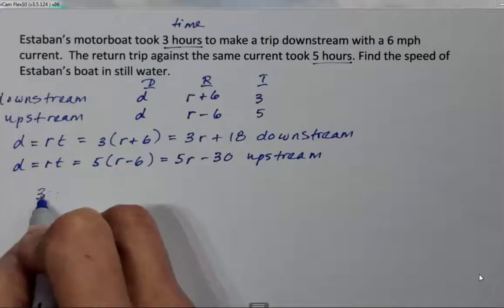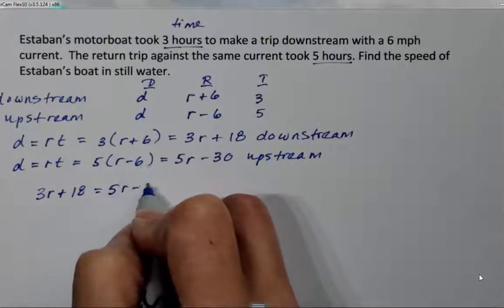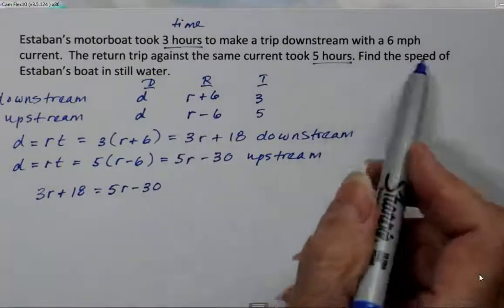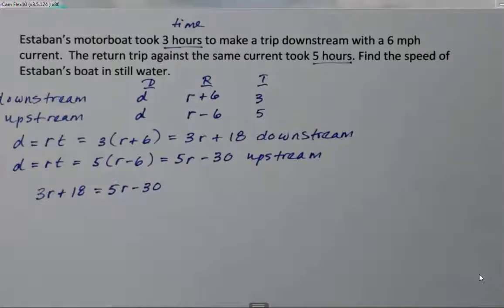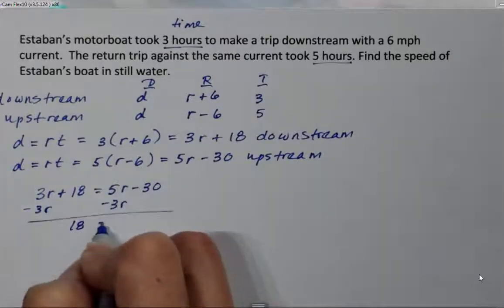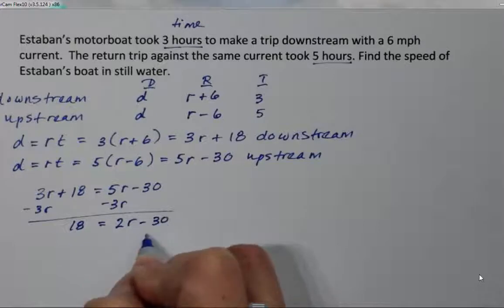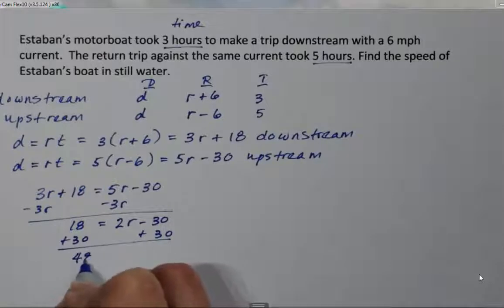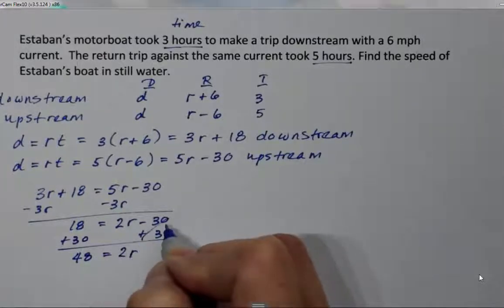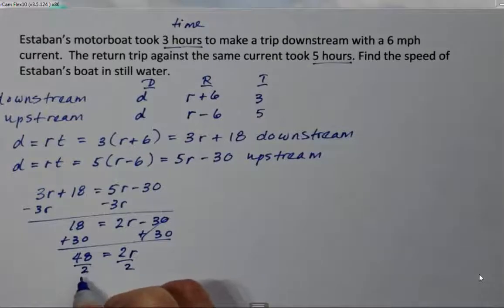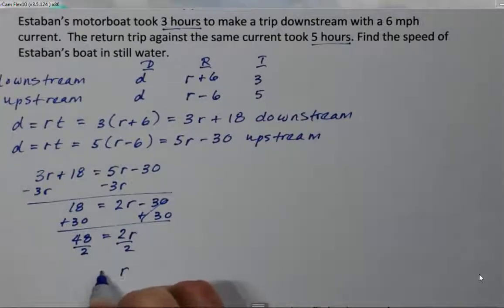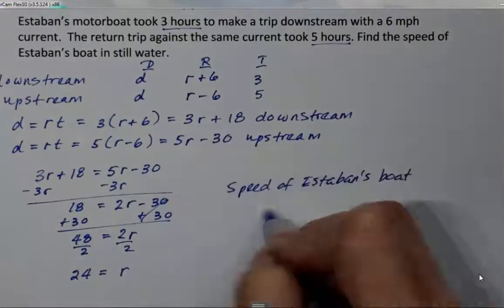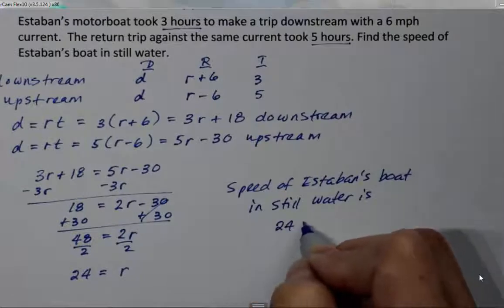So then we're going to have 3R plus 18 equals 5R minus 30. And we're going to solve the problem for R. And remember, R is the speed Esteban's boat is going in still water. So I'm going to subtract 3R from both sides, and I get 18 equals 2R minus 30. And then I'm going to add 30 to both sides, and I end up with 48 equals 2R. Dividing by 2, I end up with R equals 24. So the speed of Esteban's boat in still water is 24 miles per hour.